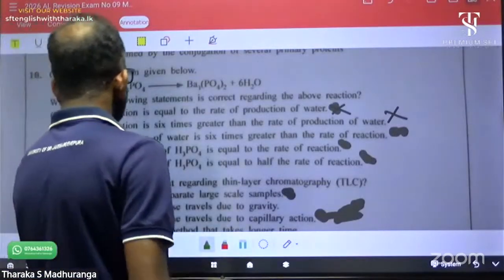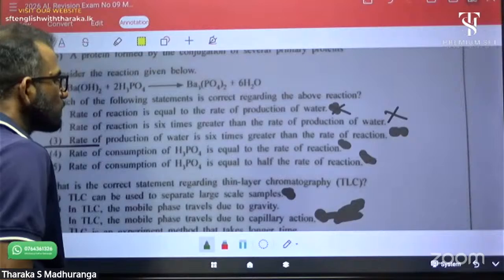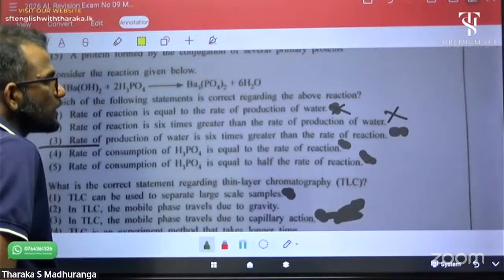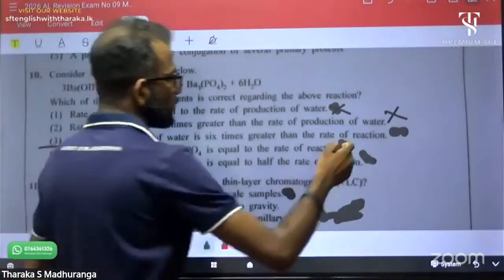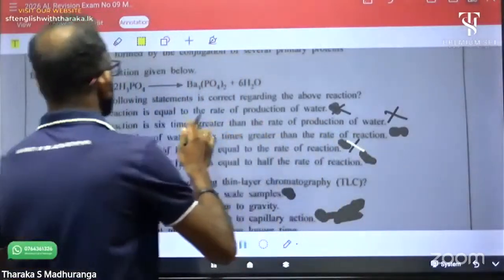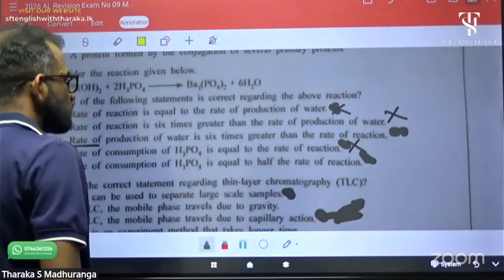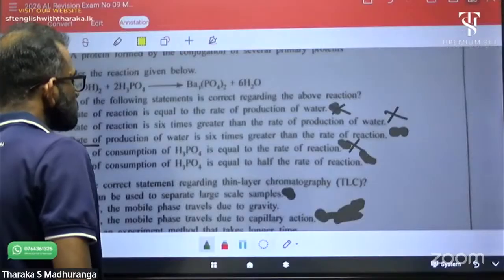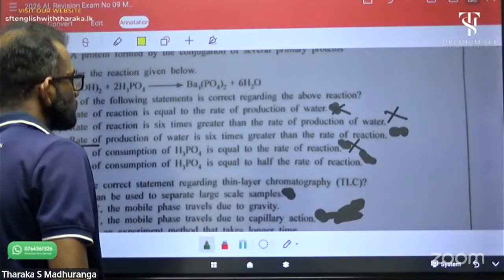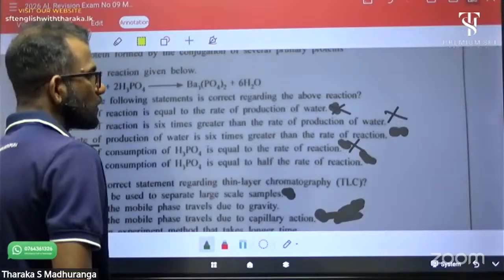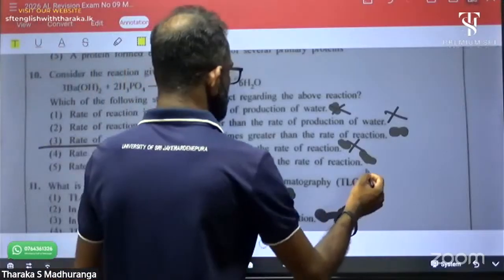The rate of consumption of hydrophosphate is equal to the rate of reaction? Because the hydrophosphate also has a stoichiometric coefficient there. The rate of consumption of H3PO4 is equal to the rate of reaction. No. Complete it.